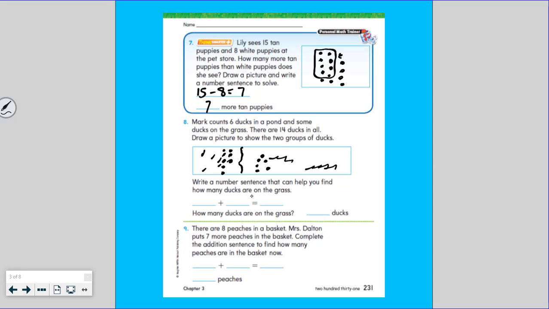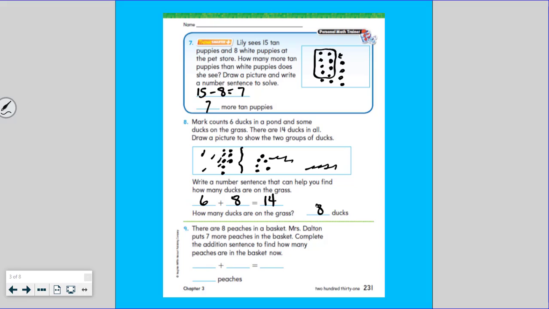So write a number sentence that can help you find how many ducks are in the grass. So I knew there were 6 in the pond, and there were some in the grass, and there were 14 in all. And so what we figured out was 6 plus 8 equals 14. So how many ducks are in the grass? There are 8.